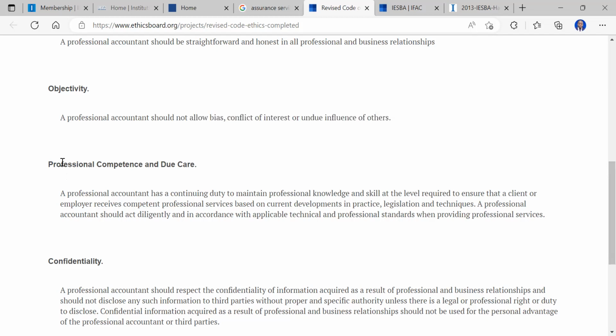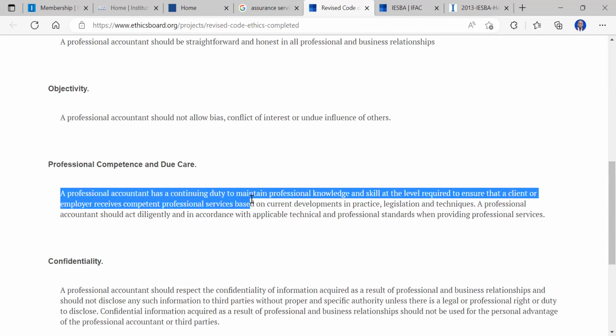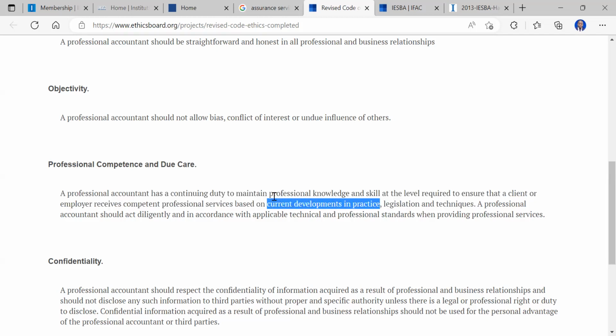Then we have professional competence and due care, which says that as accountants, we should maintain professional knowledge and skill at a required level to ensure that we provide competent professional services based on the current developments in practice, legislation, and techniques. Friends, this is the requirement that makes us have the CPA course the way it is. And it is the reason why we continuously have a revised syllabus. Why? Because we want to ensure that we are training accountants on the latest developments in practice, not outdated information.